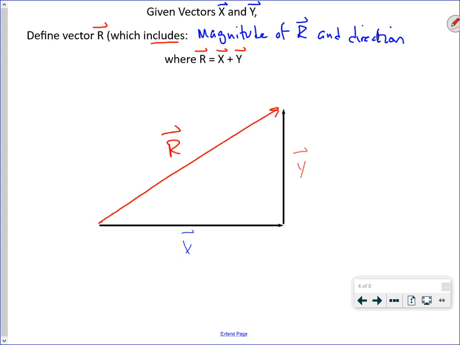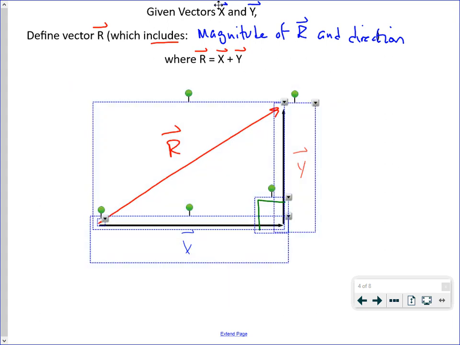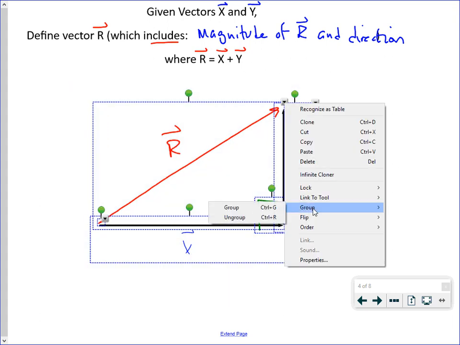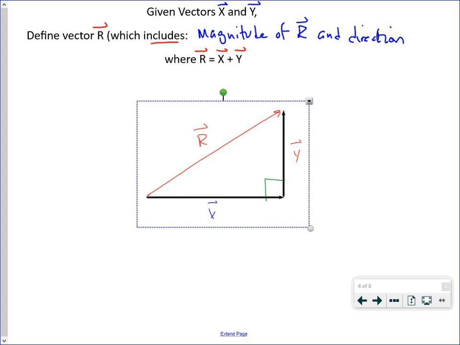Now, on purpose, I chose these two vectors x and y to be perpendicular because if they are, this situation allows us to use some tools that aren't physical tools like rulers and protractors. You already have a couple of tools you could use to define vector r. Namely, that means to define the magnitude of r and the direction that it points.